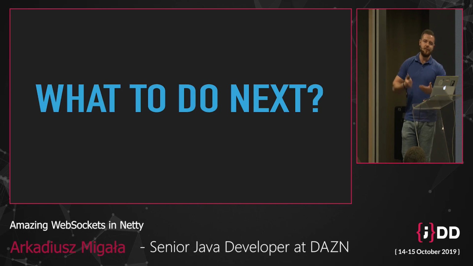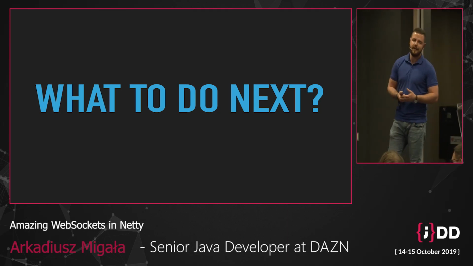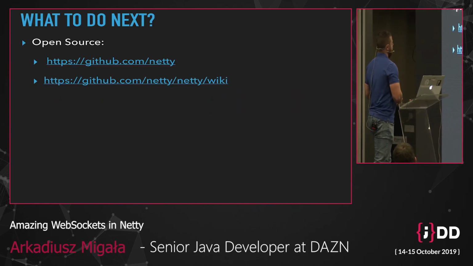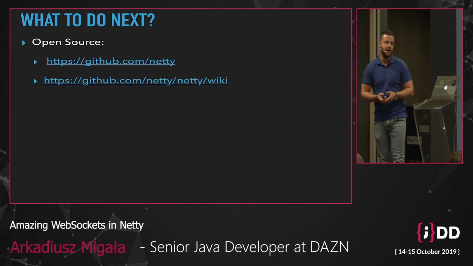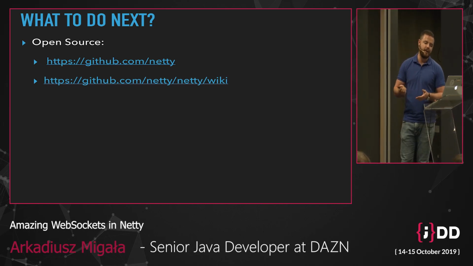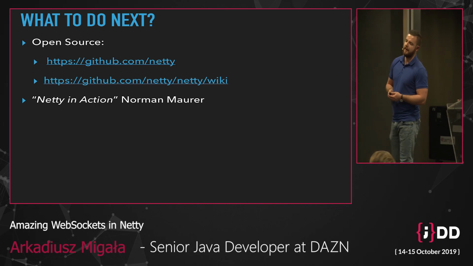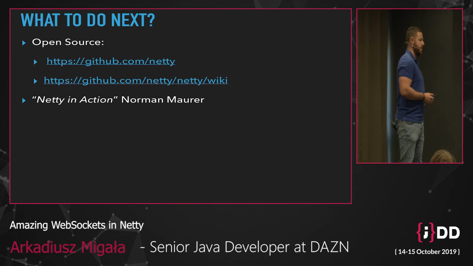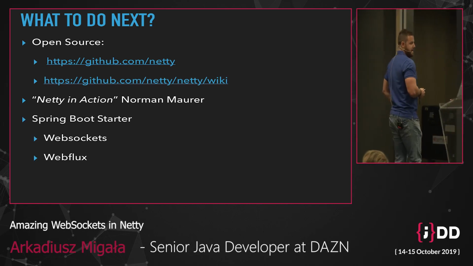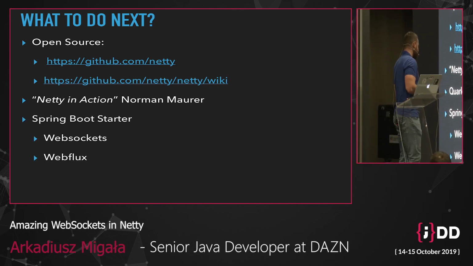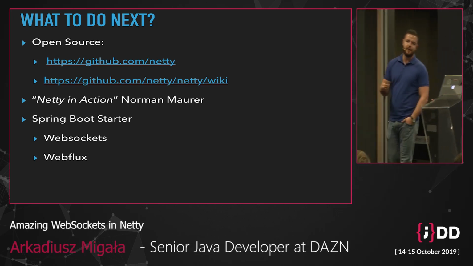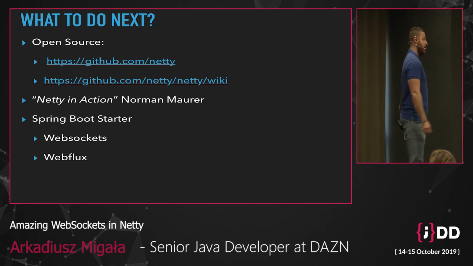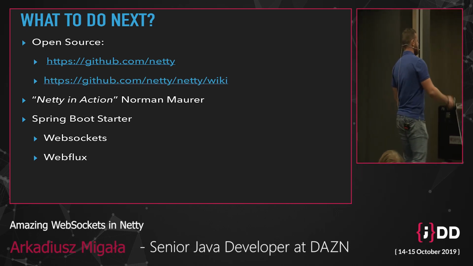And what to do next if we know how to implement an application with Netty? Well, you can go to GitHub and check the source code, but you can also check useful information in the Wiki. You can read an interesting book written by Norman Maurer, who takes care of Netty: Netty in Action, a really nice book about Netty. As I said, you can use the Quarkus extension. But if you want to implement WebSockets a different way, you can use just the Spring Boot starter for WebSockets, or you can use WebFlux to do it in a reactive way.